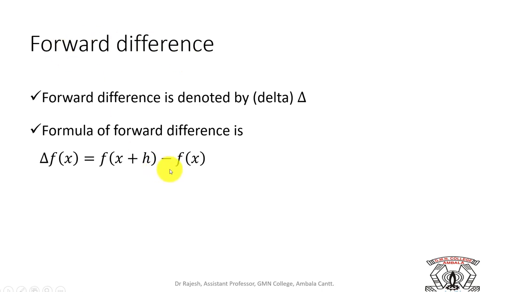Now why forward? Because this is x plus h, this is x minus h, and it is taken in the forward direction, so the difference is in the forward direction with respect to x, hence the name forward difference. So this is the operator denoted by delta f of x is equal to f of x plus h minus f of x. So this is the forward difference operator.